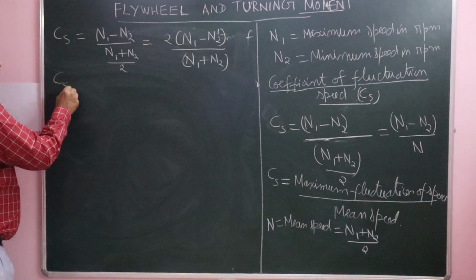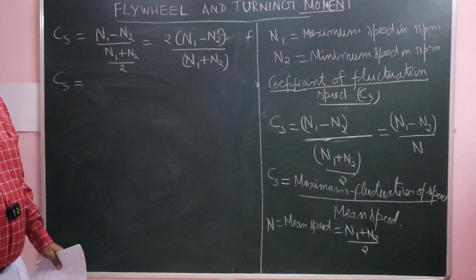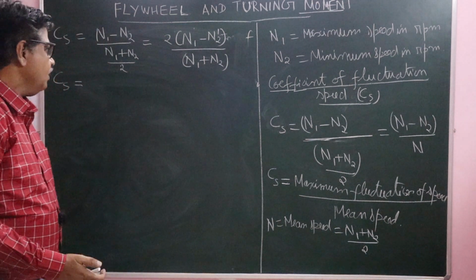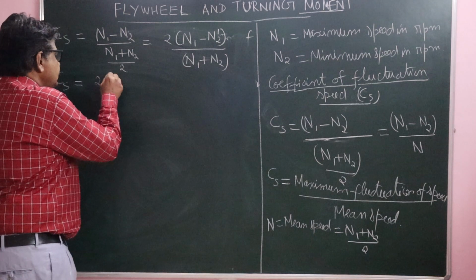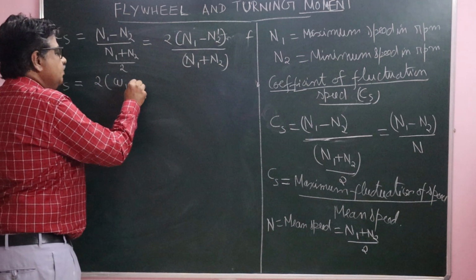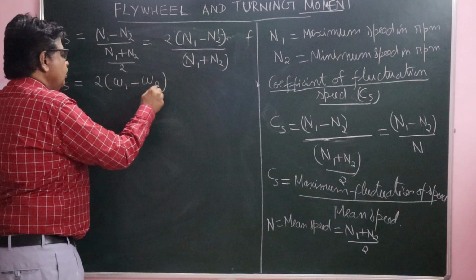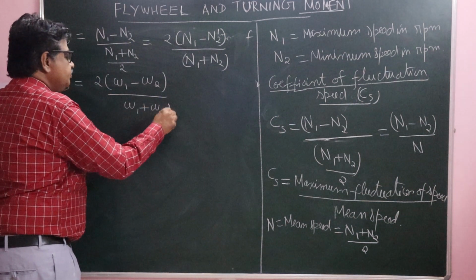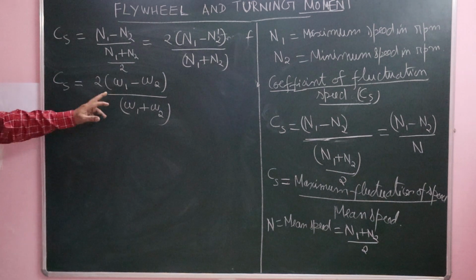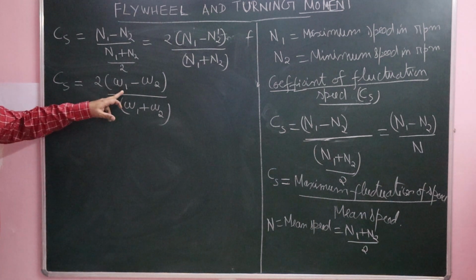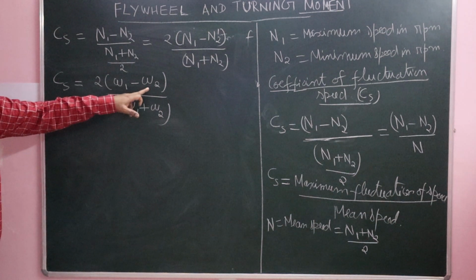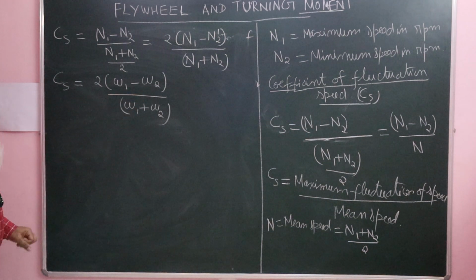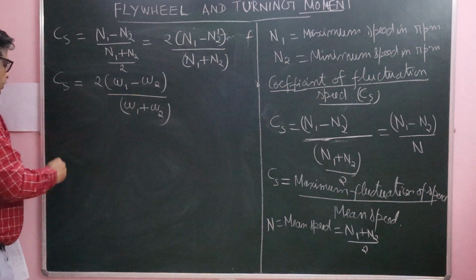You can also write like this in terms of angular velocity omega. Omega is the angular velocity. You can also write 2 into (omega 1 minus omega 2) divided by (omega 1 plus omega 2), where omega 1 is the angular velocity at maximum speed and omega 2 is the angular velocity at minimum speed. So you can write like this also.